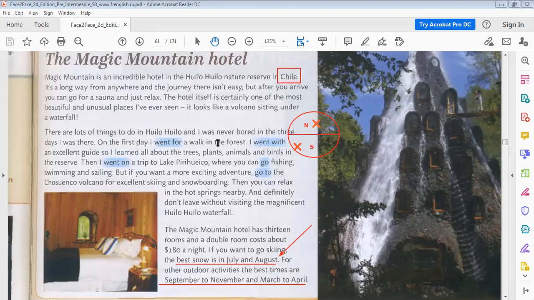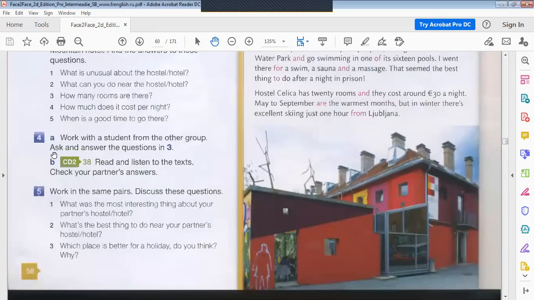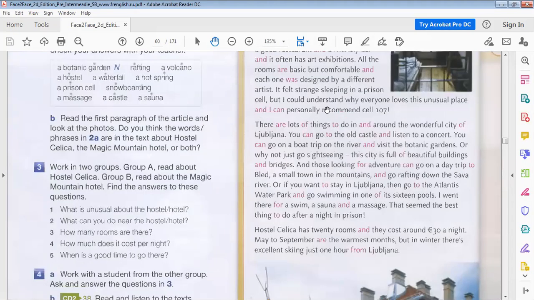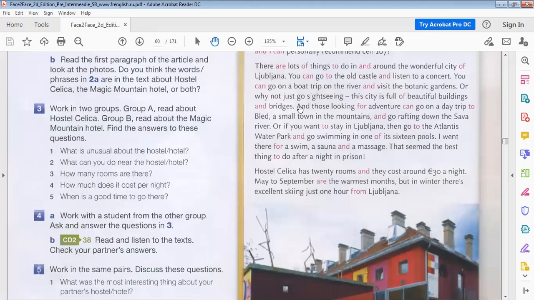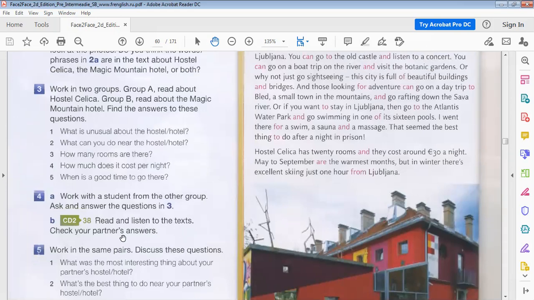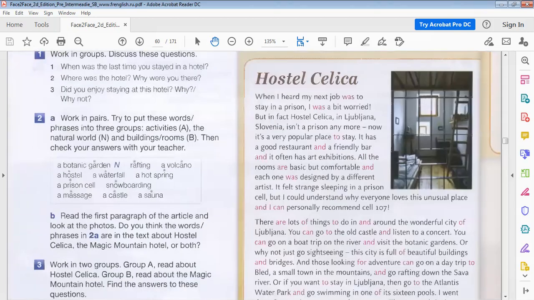Okay, let's check our next exercise. Here we're going to listen to a few people talk. Read and listen to the text, check your partner's answers. So this way you can also check the pronunciation of any words. All right, so we just want to listen to this article. Let me just find the audio track so you can listen.